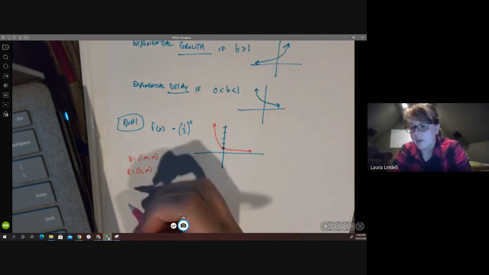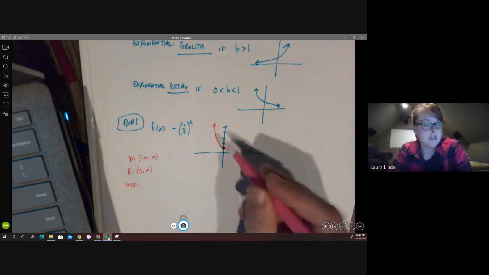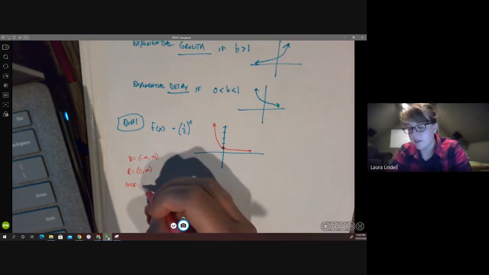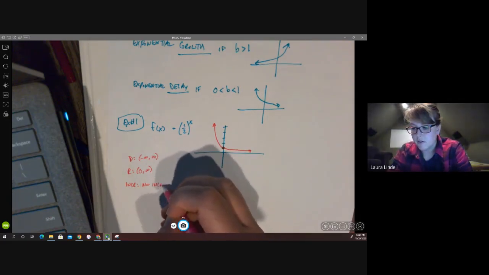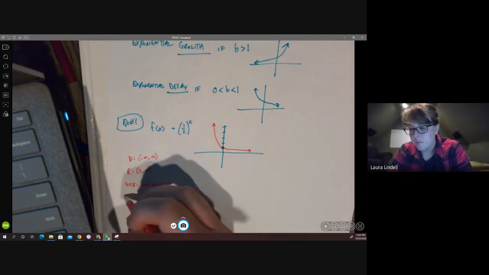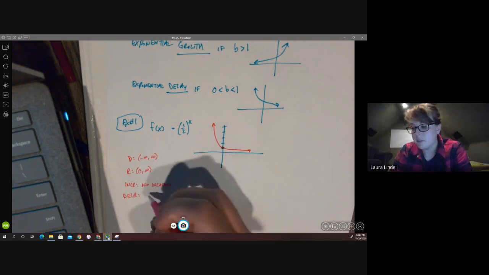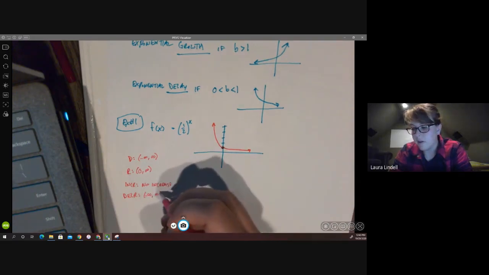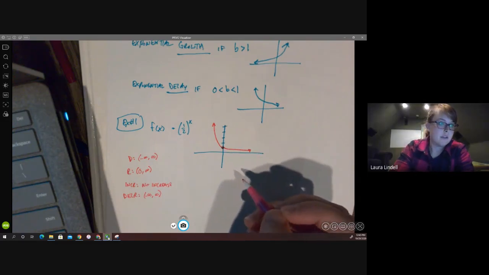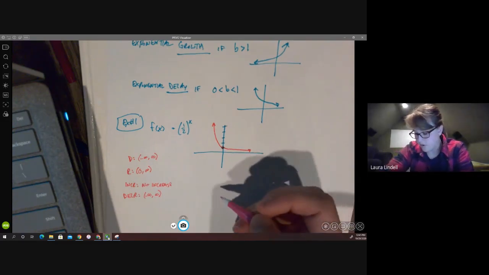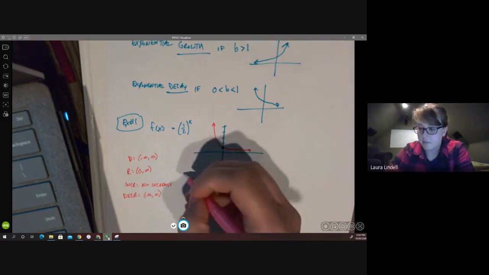If we're asked for increase and decrease, well, that's easy for this one. This is never increasing. There is no interval of increase. But it's always decreasing, so we would just put negative to positive infinity. This thing is decreasing the entire time. We might be asked for, let's see, an asymptote.